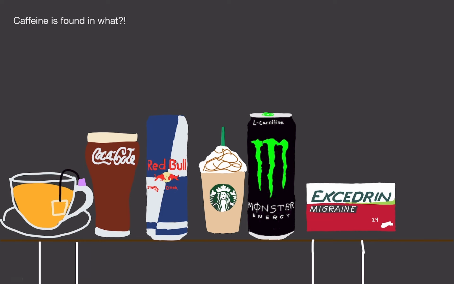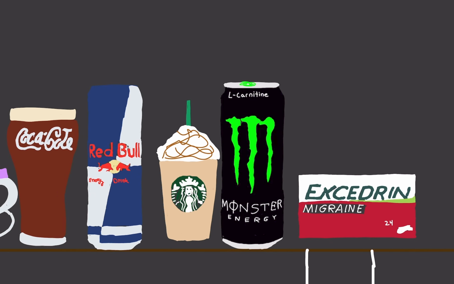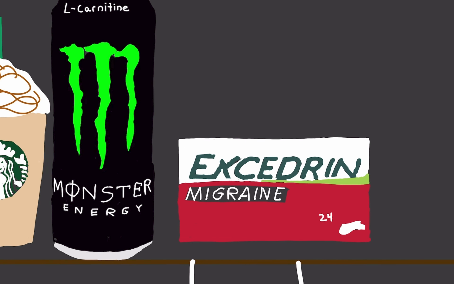Caffeine is found where? Of course coffee, right? Your Starbucks coffee or whatever local coffee shop you go to, or you make your coffee at home. Yep, it has caffeine in there. Who would have known? Your Monster energy drinks or Red Bull, whatever your choice of energy drinks, it has caffeine in there, of course. That's why you drink it. Even medication like Excedrin has caffeine in it, funny enough, to treat migraines.